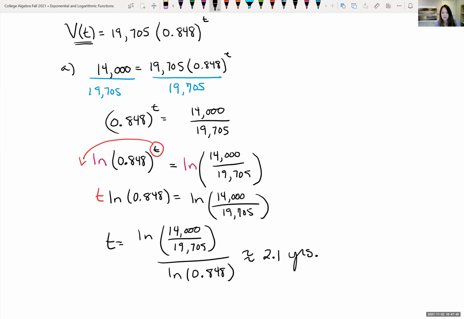Let's say we wanted to know what the original value of the car was. The original value of the car would be when t is 0. If you looked at V of 0, that would give us 19,705, since anything raised to the 0 power is 1. So our car depreciated $5,705 to get down to $14,000 in 2.1 years.